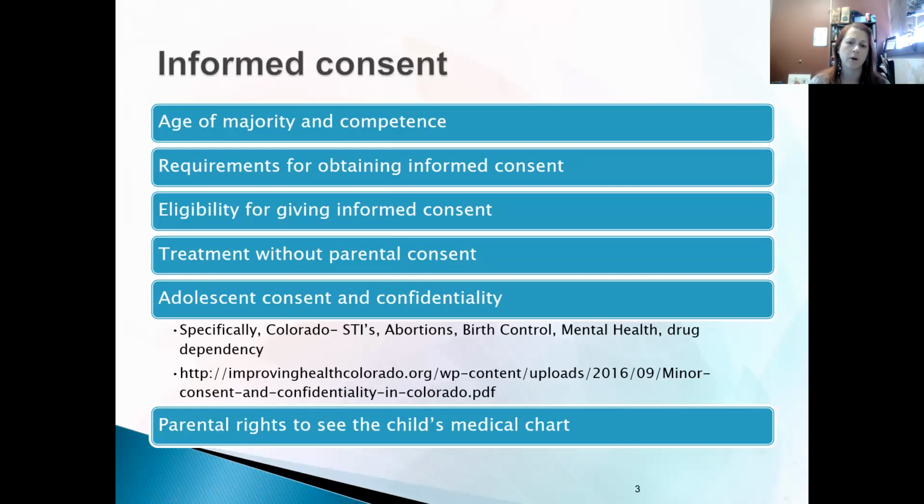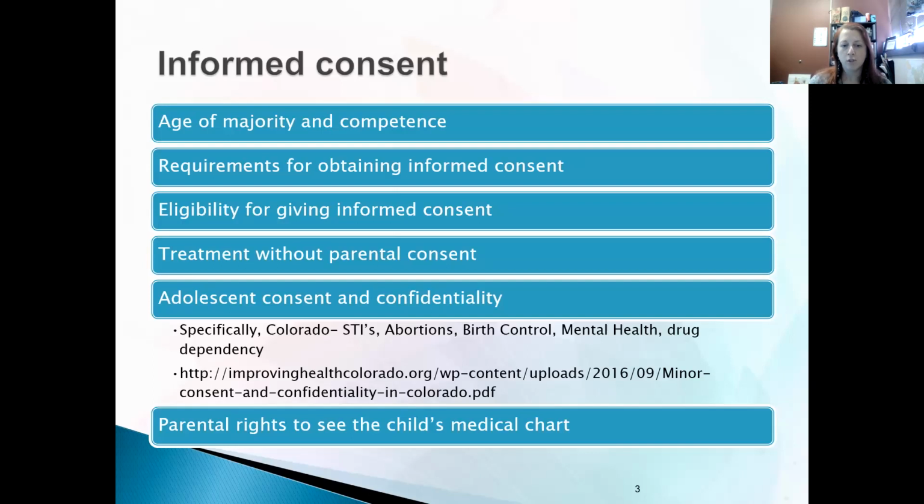But right now in the state of Colorado, it is possible for adolescents to seek abortions without parental consent. There is a waiting window, but they do not have to have parental consent. STI treatment also in the state of Colorado is any age without parental consent. So if they come into the ER or the doctor's office, we can treat them and test them without parents' consent. Birth control is also another one in the state of Colorado that's free up until 24 years of age, and we do not need parental consent for that. And then mental health and drug dependency in the state of Colorado is 15 and older without parental consent to seek treatment for.